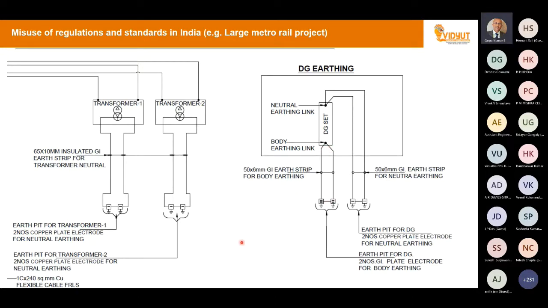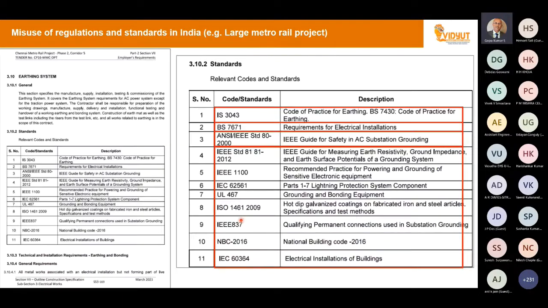So what does this mean? The whole tender specification still follows the 2 for neutral, 2 for body earthing, the same old concept, which actually doesn't exist in IS 3043 or the CEA regulation or any other Indian standard, or even in these IS, BS and IEEE standards. Nowhere is this method of two separate neutral earthings and two separate body earthings written in any of these standards.